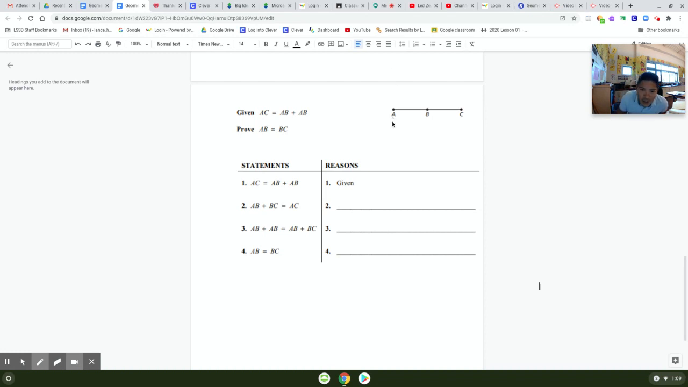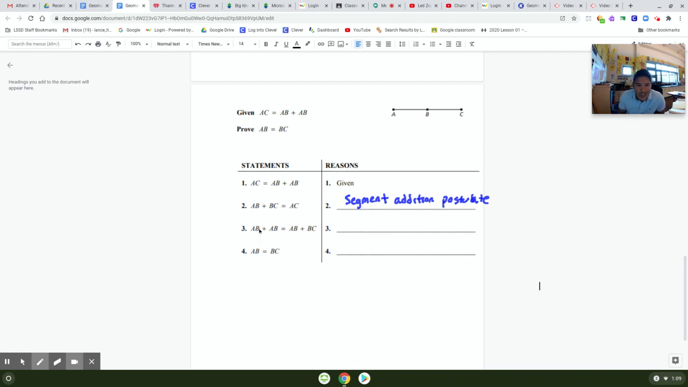Okay, but what says the length of this part of the segment plus the length of this part of the segment equals the length of the whole segment is the segment addition postulate. Remember, the sum of the parts of the segment is equal to the whole.